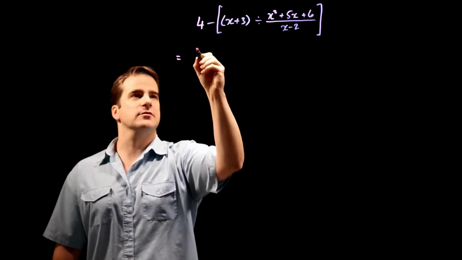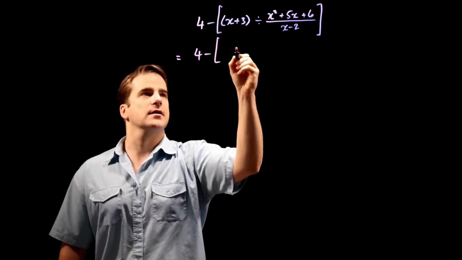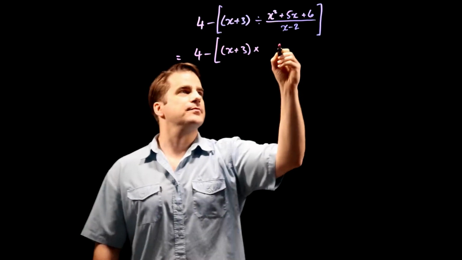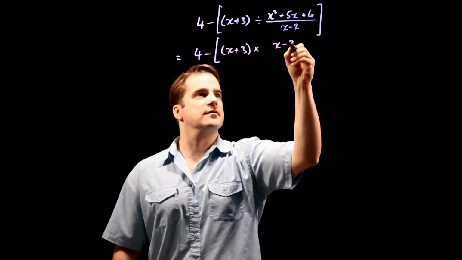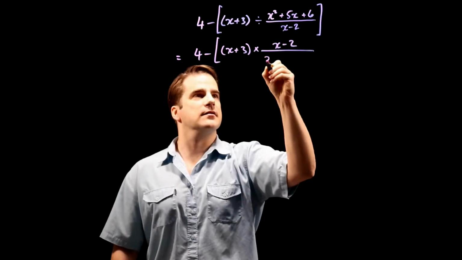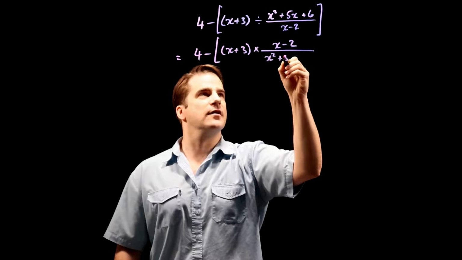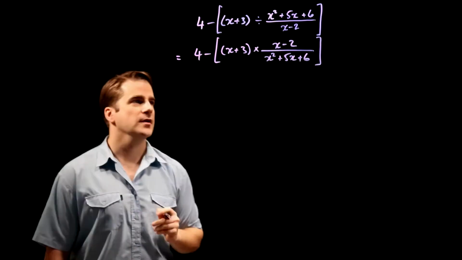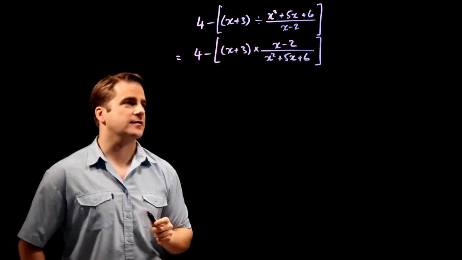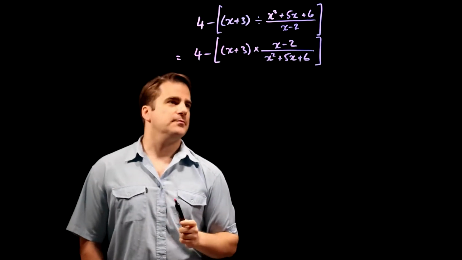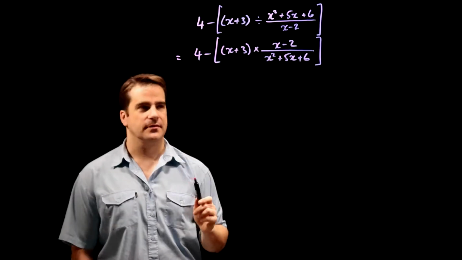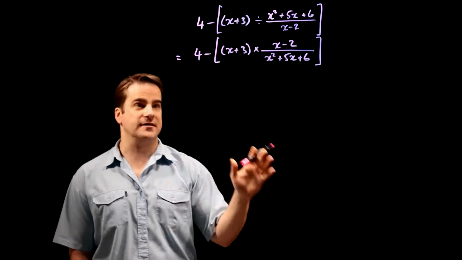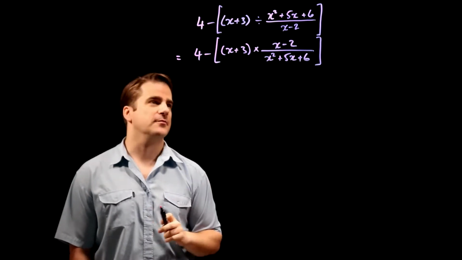So this is equal to 4 minus x plus 3 times, flip this, x minus 2 on top, and x squared plus 5x plus 6 on the bottom. Okay, good. What next? Well, I bet that if we factorize this, we'll get a cancellation. There always is. They always set it up that way.